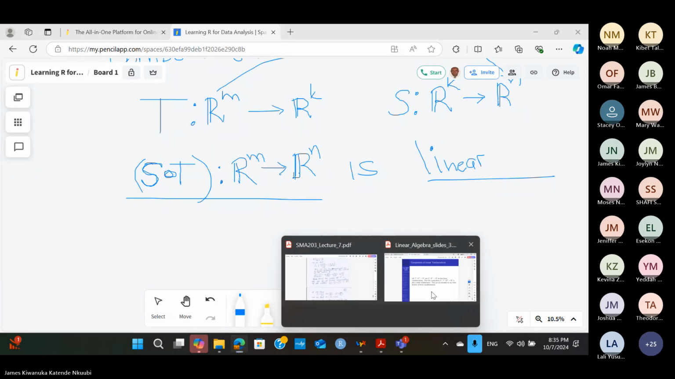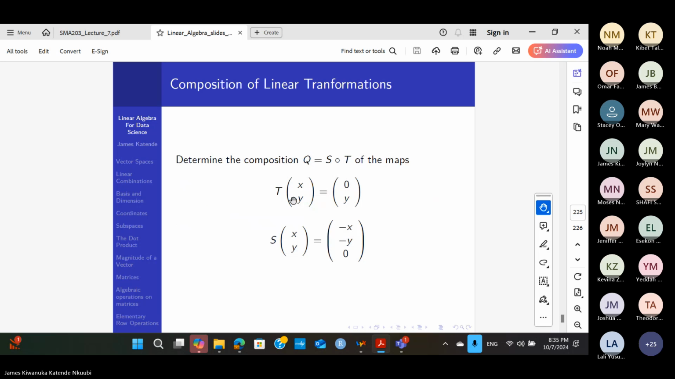There's an example here. So we have two maps. One is from R2 to R2, where XY is sent to 0Y. And the next one is S, which picks up from R2, R3, and sends XY to minus X, minus Y, 0. So we need to determine the composition of these two maps. What would be the answer?